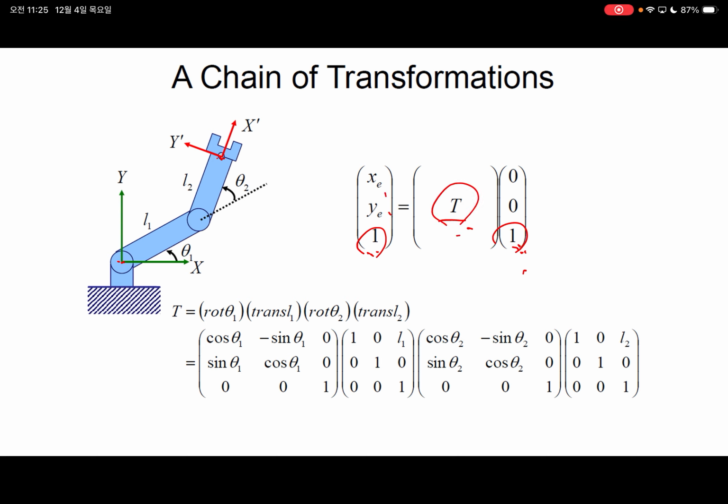and YE. So T actually consists of these 4 things: rotation theta 1, translation 1, and rotation 2, translation 2. This is the T. And these are just 2D rotations, so we have a 2D rotation matrix here in homogeneous coordinates. Rotation, and this is translation. We know the translation matrix looks like this one, right? Rotation matrix, translation matrix, rotation matrix, translation matrix. And theta 1, L1, theta 2, L2.